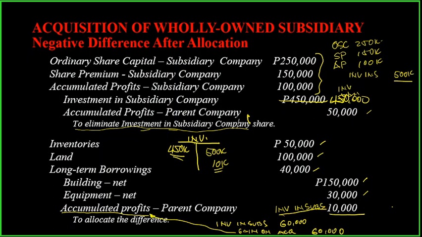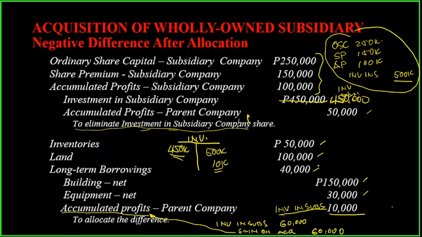Okay? This part is a bit confusing. Let's repeat. If we are being strict with your schedule of allocation of excess, the first entry will be the entry to eliminate the book values of net assets acquired. Debit ordinary share capital at 250, debit share premium at 150, and debit accumulated profits at 100, and credit investment in subsidiary at 500. Okay, we are done with the elimination of book values.